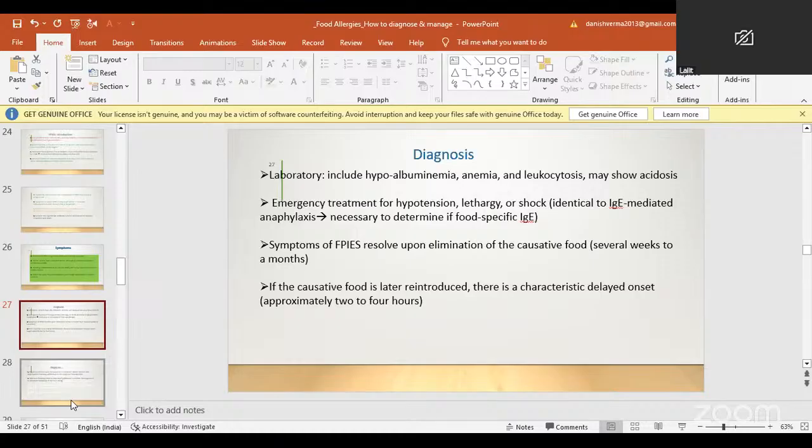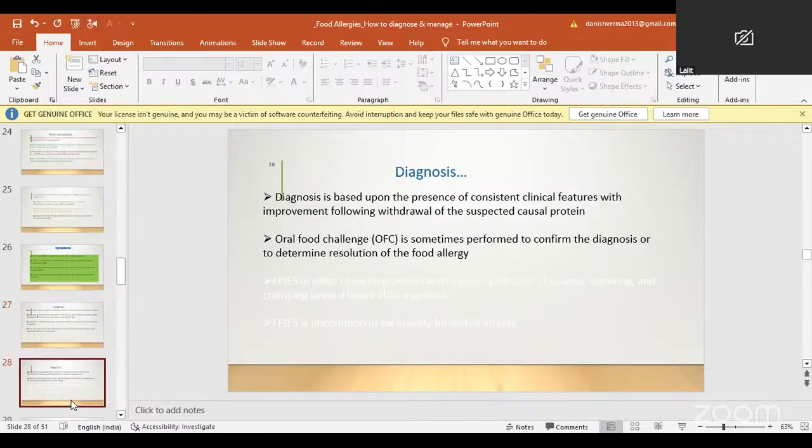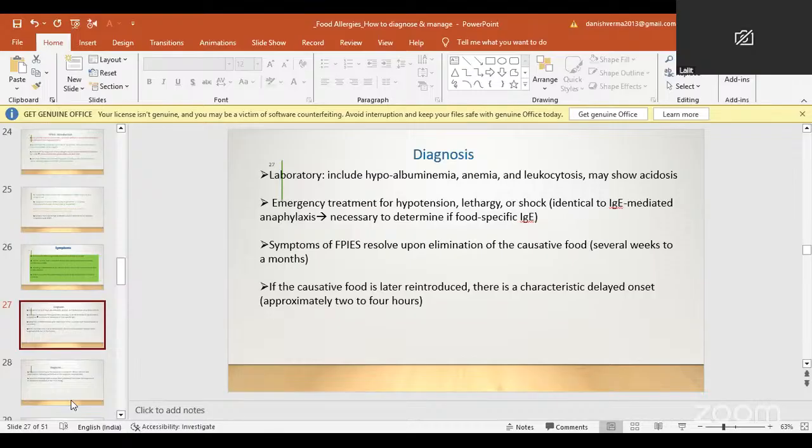Symptoms of FPIES usually resolve with elimination of the causative food. It can be several weeks to months, I mean, it will take time. And if the causative food is later reintroduced, there is a characteristic delay in the onset of 2 to 4 hours. So although we say the symptoms have gone away, when you reintroduce, some of these kids can again present with the same FPIES, but it will not be immediate. It will take 2 to 4 hours to react.